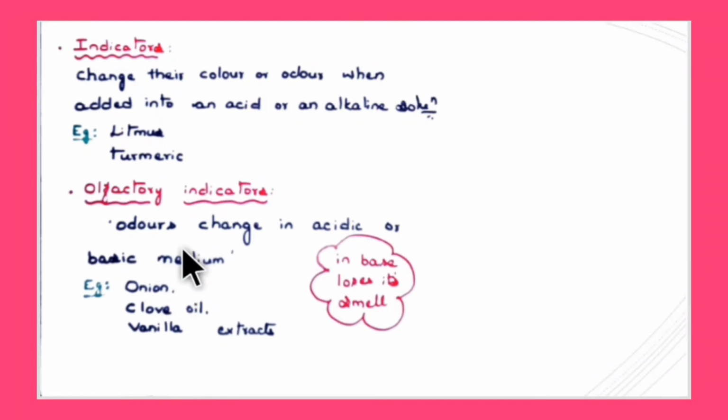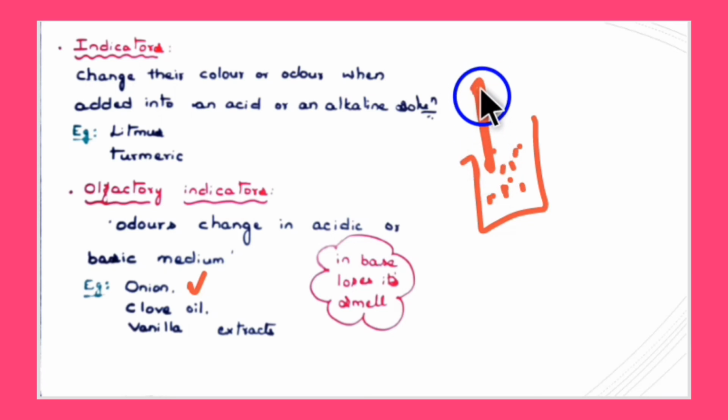So, how are these olfactory indicators used to detect whether a given solution is an acid or a base? For example, you are given a solution and you want to check it. You can take an onion strip, or clove oil, anything. For example, an onion strip. If you dip it in this solution and smell it again, and the smell of the onion remains the same, then the given solution is an acid. The smell will not change.